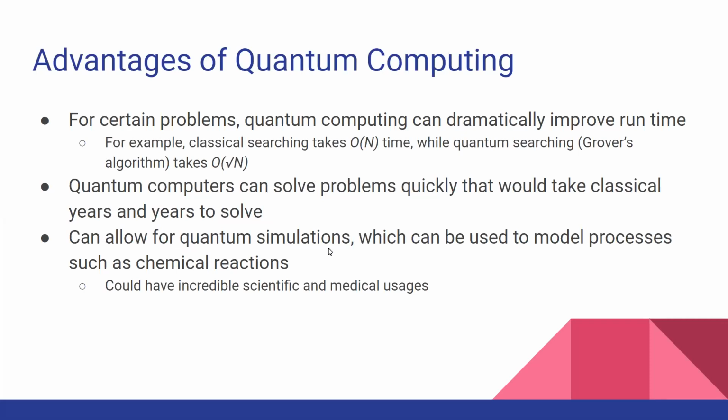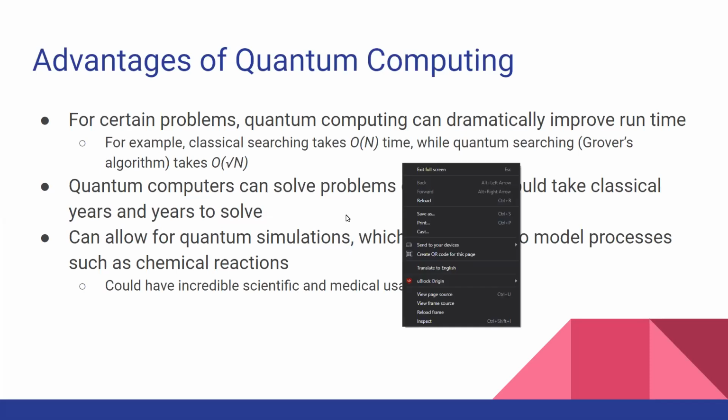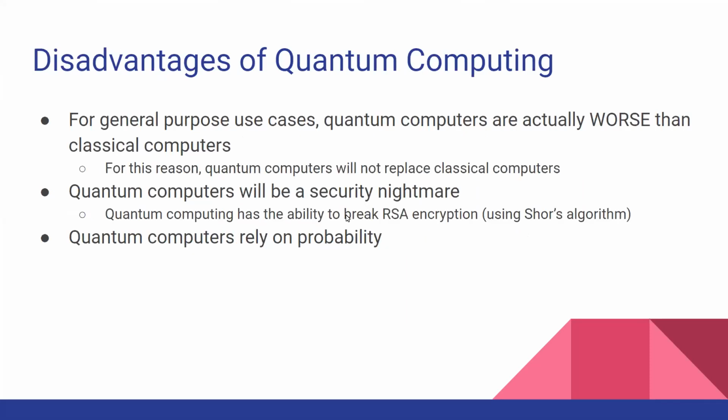We can also use a quantum computer for quantum simulations, to actually simulate a quantum state in a quantum realm. So we can use this to model chemical reactions, which can be used for scientific and medical usages. So there are a lot of very important things that quantum computers can do well.